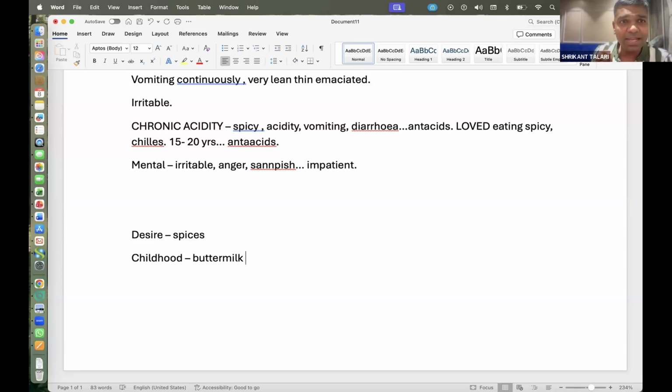See, spices desire is there, but it is still in her control. If she had stopped eating, then maybe she would not have developed cancer, but she chose to continue to eat. But this aggravation from buttermilk, it has come with no cause. It is there right since birth. So it's like a genetic symptom.